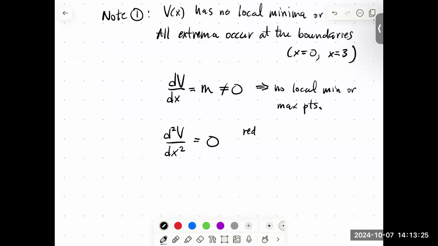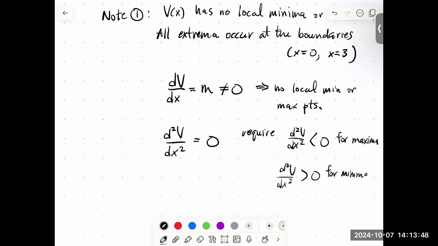So we're going to require, in general, that the second derivative is negative for maxima, and the second derivative should be positive for minima. Okay.